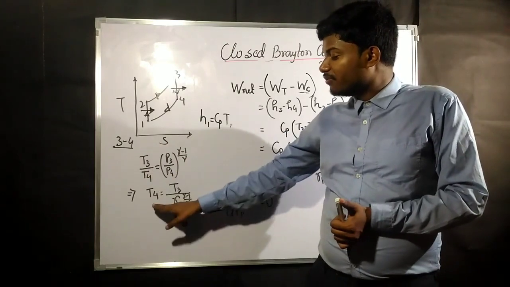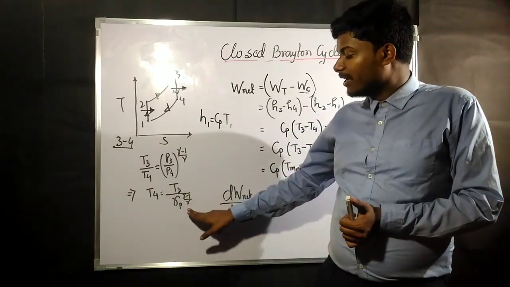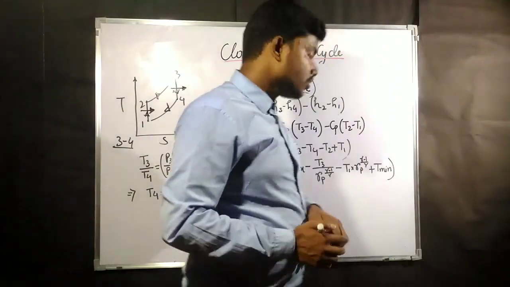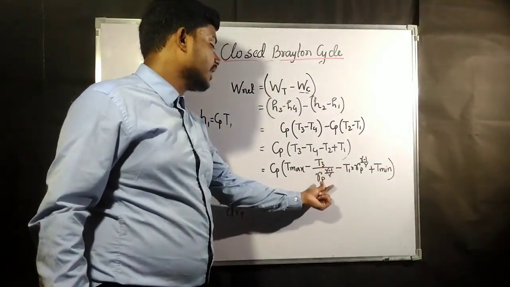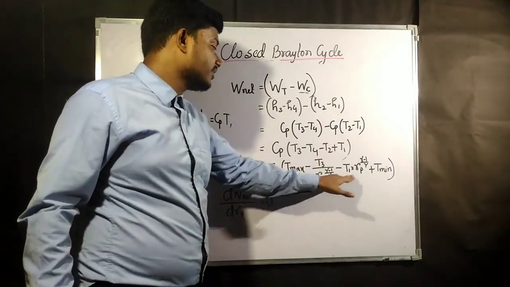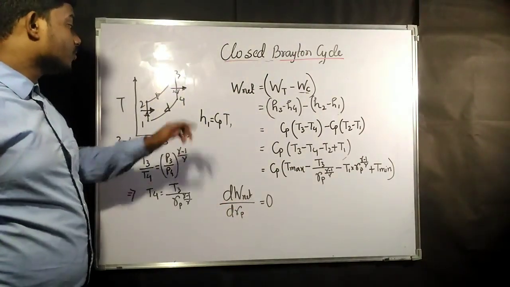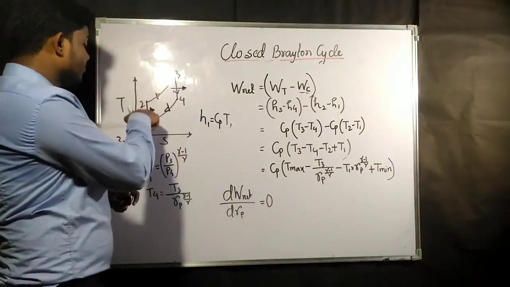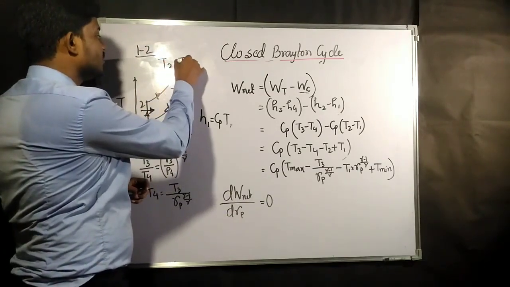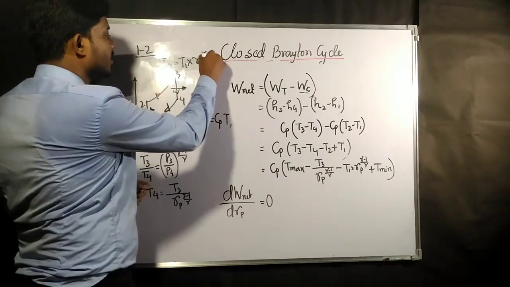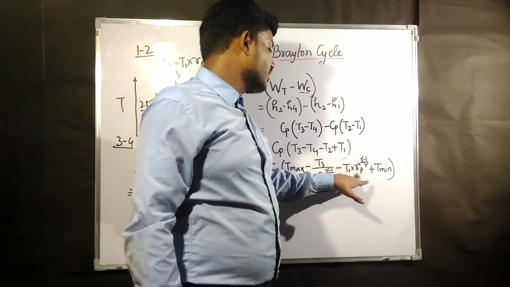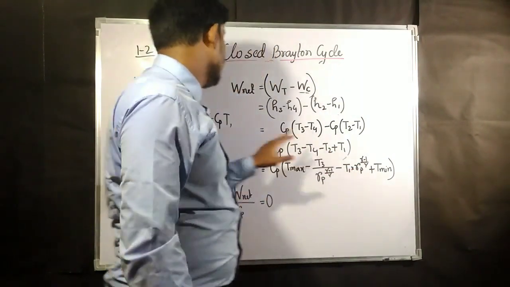So from this equation, if you want to find out T4, it is going to be T3 by Rp to the power gamma minus 1 by gamma. So we are replacing T4 by T3 by Rp to the power gamma minus 1 by gamma. Minus T2, which is what again? If you consider process 1 to 2, in the last board also we have found out that T2 is nothing but T1 into Rp to the power gamma minus 1 by gamma. So in place of T2, we write T1 into Rp to the power gamma minus 1 by gamma, and T1 is what?